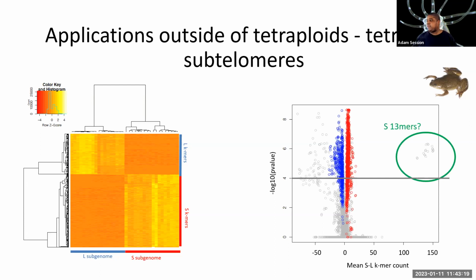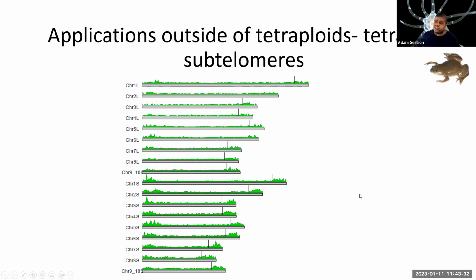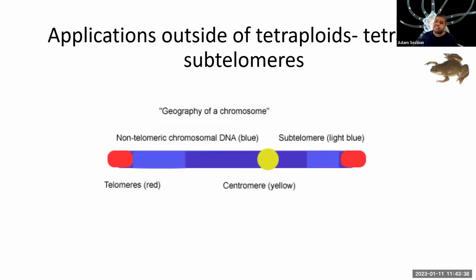And so specifically, I want to come back here and talk about what these outliers are, which have a mean K-mer count that is hundreds more than we find in L. When we look at these K-mers and map them to the genome, what we find is that they build up in the terminal ends of the chromosomes. That's because these K-mers are actually markers of satellite expansion specific to the subtelomere.